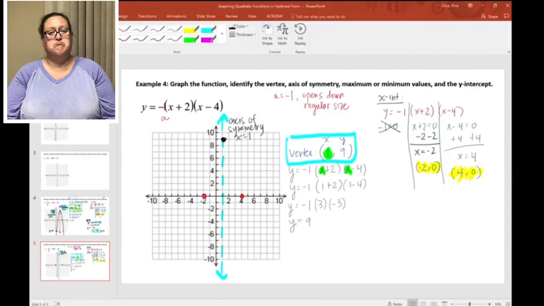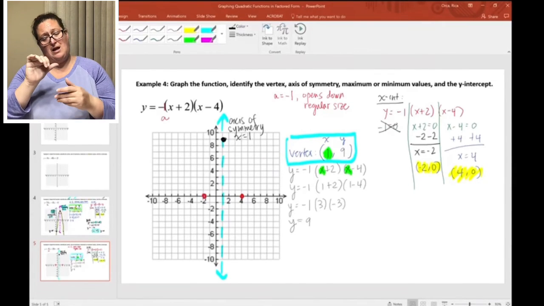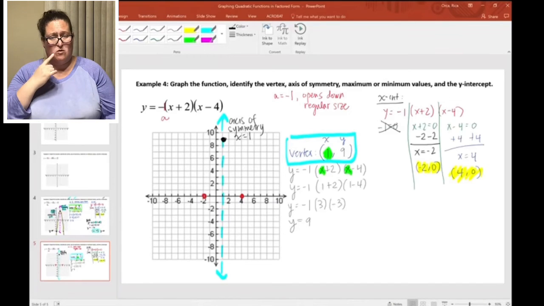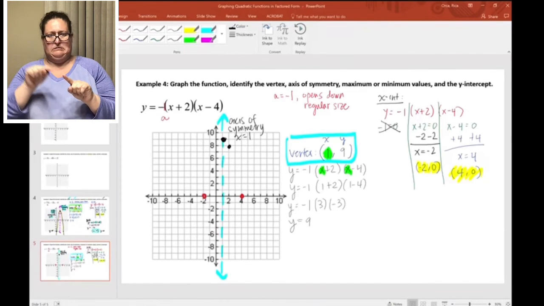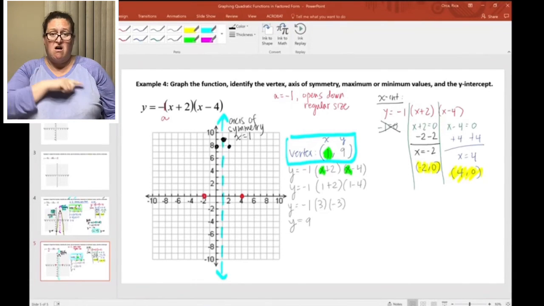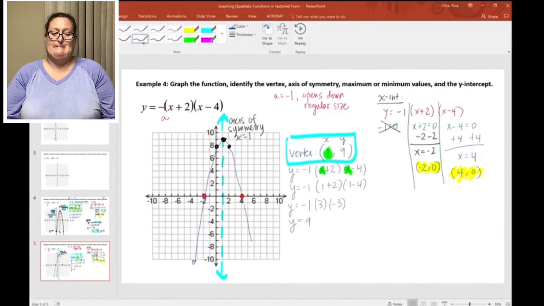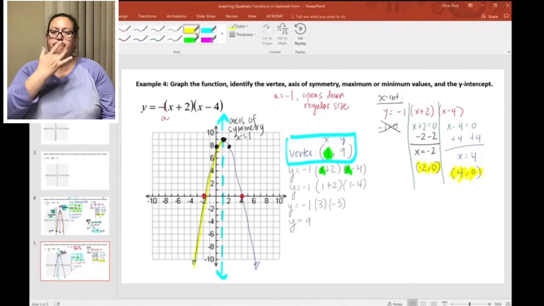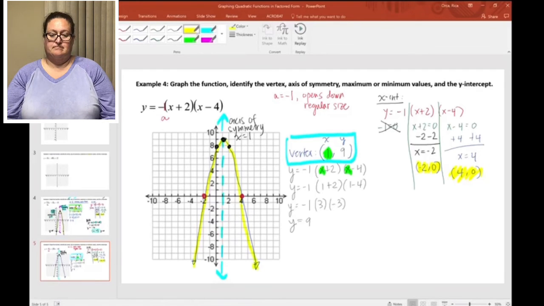Okay, so now let's use our a value. And for a, we want to go 1 unit to the right and 1 unit down. And if I have a point on the right side, I'm automatically going to have a point on the left side. Lucky for us, our left point happens to fall on our y-axis, which means that our y-intercept is at 8. Go ahead and draw the curve. Highlight the graph and label the parts.